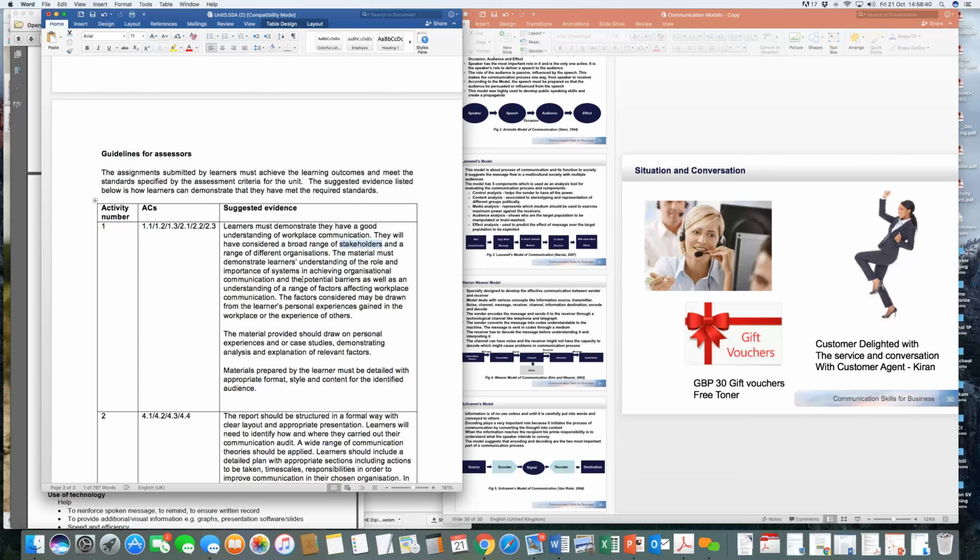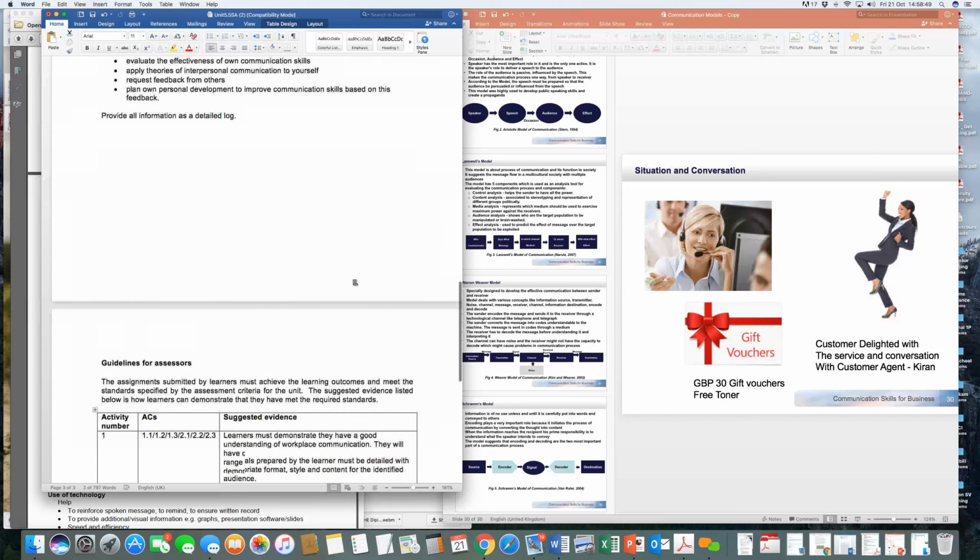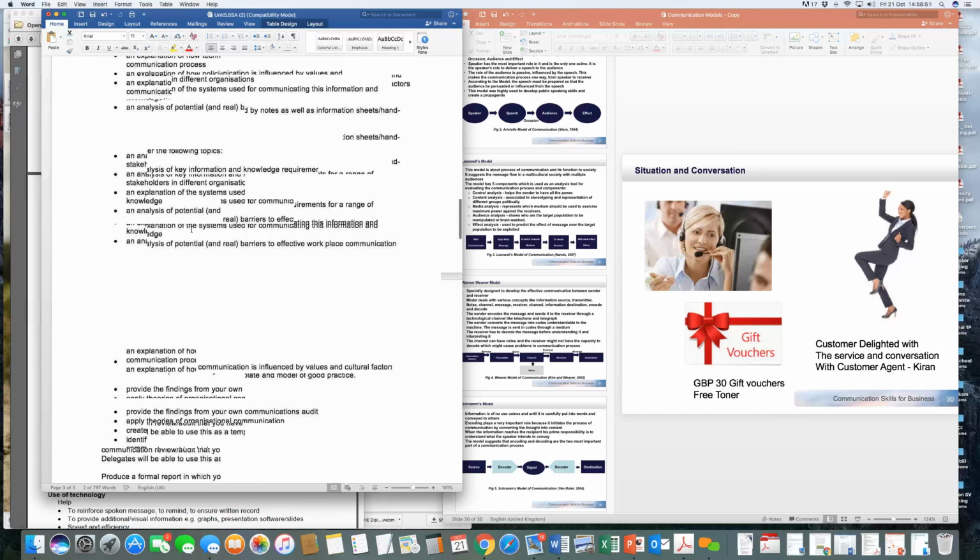We are also at some stage looking at potential barriers to communication. So those are the barriers that we have discussed that you will actually come across. This, in general, will be covered in all these different tasks. As you can see, an analysis of potential barriers to effective workplace communication.